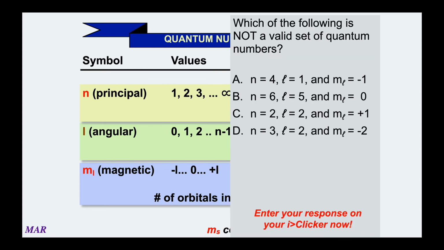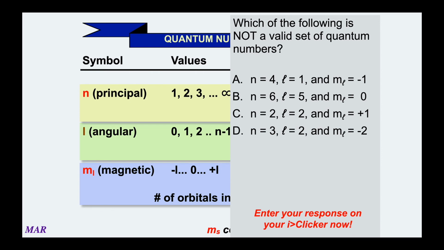A common thing we'll look at in this section is how to tell which set is not a valid set of quantum numbers, all right? And here's the kind of things you want to look for. First of all, you always start with n, which has to be a whole number larger than 0, and you can see for A, B, C, and D, those are all whole numbers, so that's not a problem.